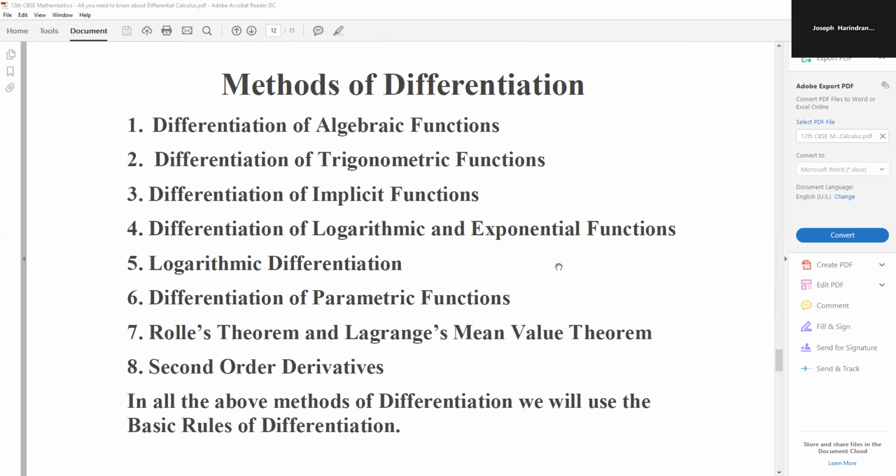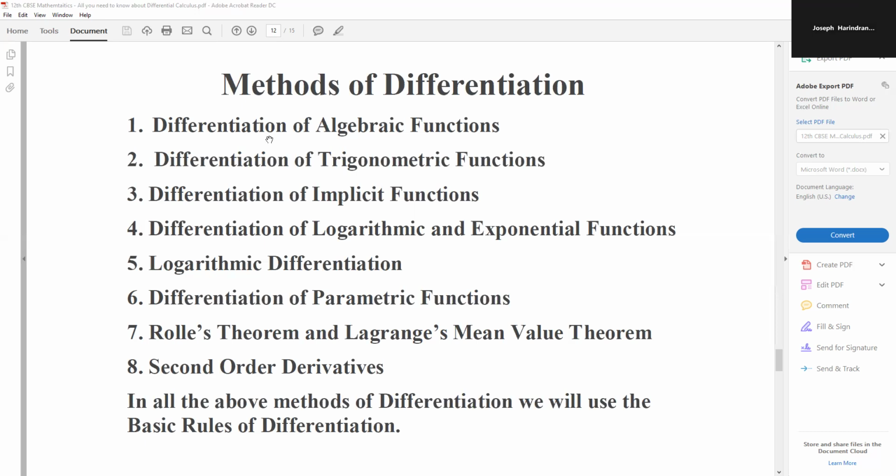Methods of differentiation. In this video, we are going to see methods 1 to 5. In part 2 of the video, we will see differentiation of parametric functions, Rolle's theorem and Lagrange's mean value theorem, and second order derivatives. These 3 will be covered in the next video. In this video, we will restrict our discussion to the first 5 methods.